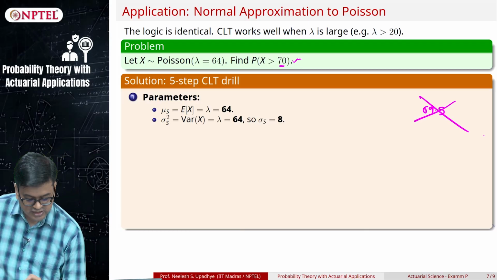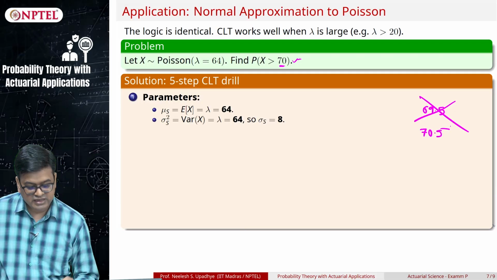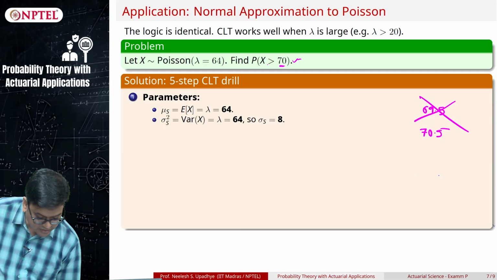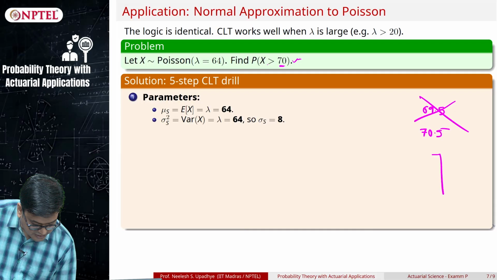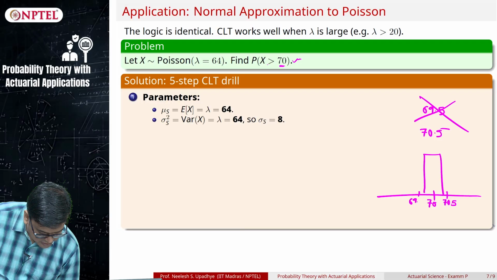So, this is not a correct answer. Then shall I do it for 70.5? Is that the right answer? Yes, because when I look at the point 70 and the interval around 70, this number actually goes up to 70.5 for approximation. This will go to 69.5.